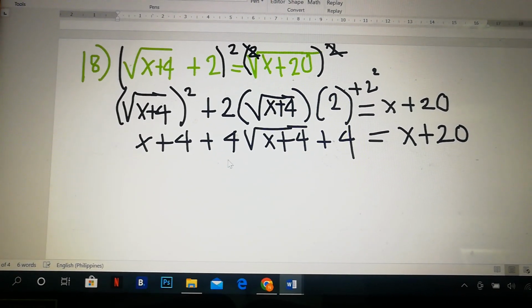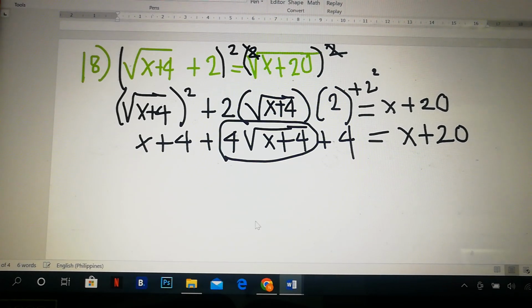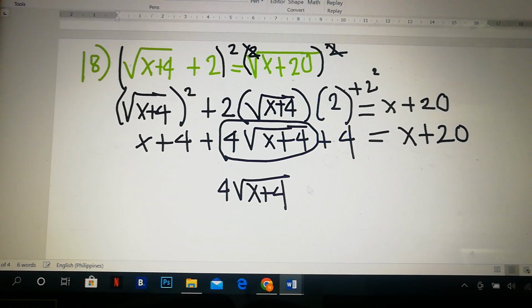Okay, so just retain this radical expression here. So 4 square root of x plus 4 is equal to x plus 20. So you may cancel the x, this x, and the other x on the right side.